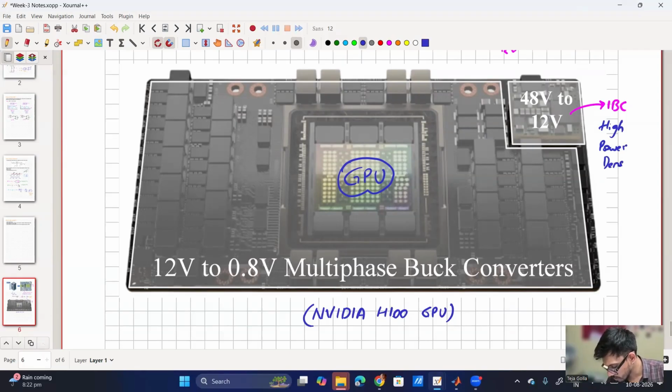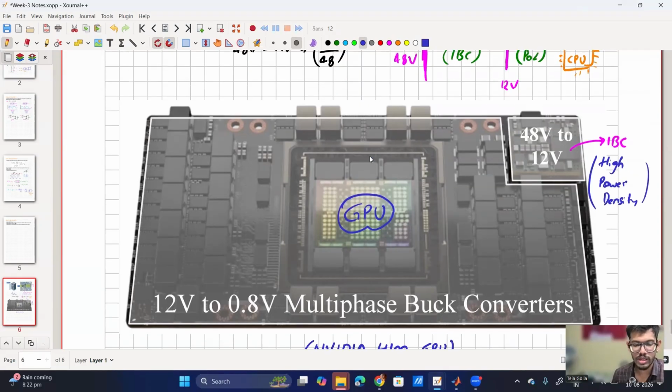And the rest of the board is 12 volt to 0.8 volt multiphase buck converters, only to supply all the current that it needs. So if the current requirement is 100 amperes, maybe I'll need 4 such buck converters. If my current requirement is 1000 amperes, I will need 40 such buck converters. So the entire board is full of buck converters because of the requirement of this GPU. In the future, this GPU requirement is going even higher because of this AI. In that case, how are we going to control these converters? How to implement this? Because the area is also increasing, right?